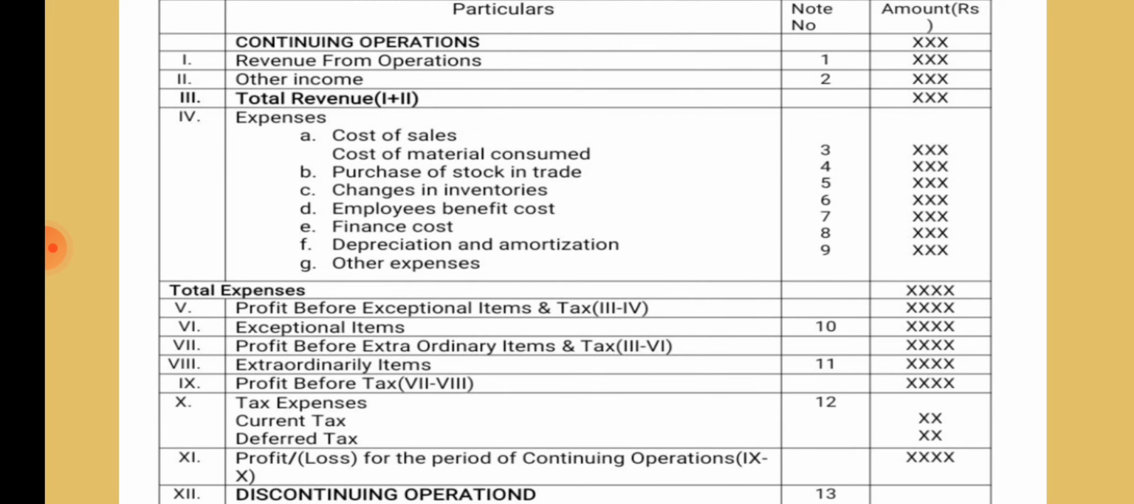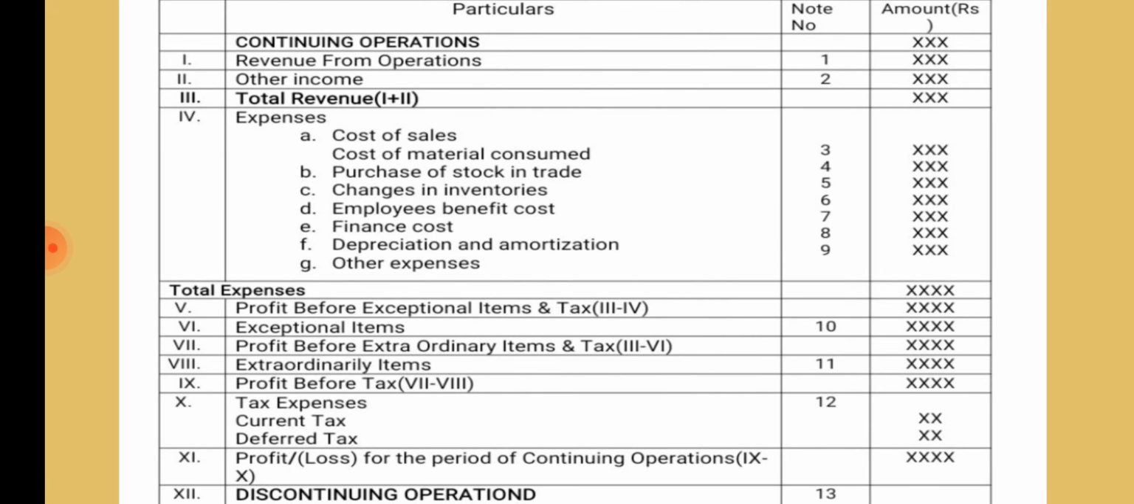Then purchase of stock in trade in note number 4. Then changes in inventories, that is nothing but work in process or work in progress, in note number 5. Then employees benefit cost, that is expenses in relation to the employees.